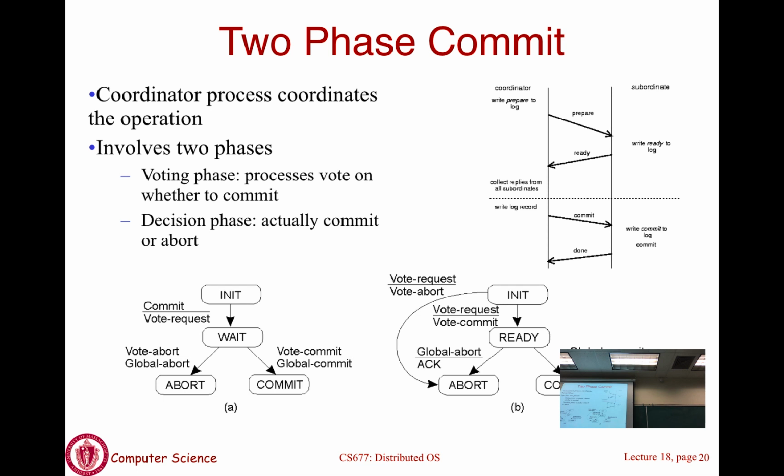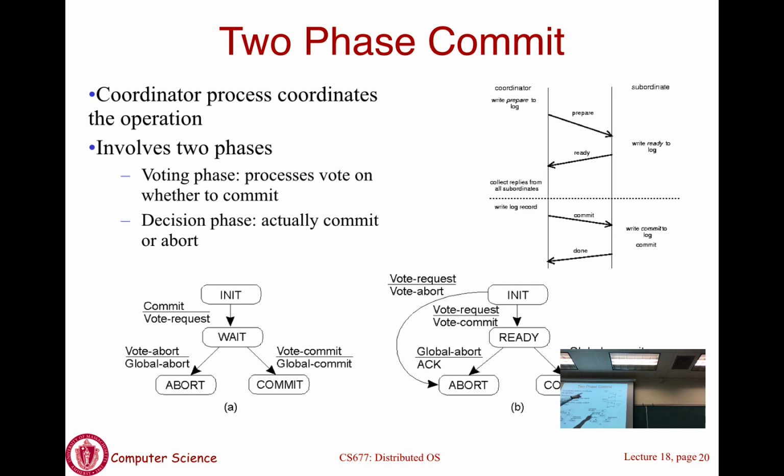Okay? So either we want everyone to be in commit or everyone to be in abort phase. That's the analysis we are now going to do. But before we do that, you have to understand what this two-phase commit is actually doing. Is this clear? It's a very simple protocol.